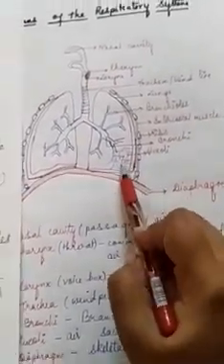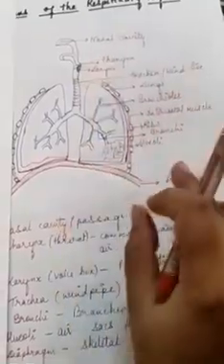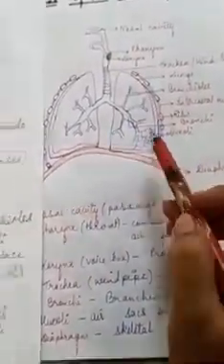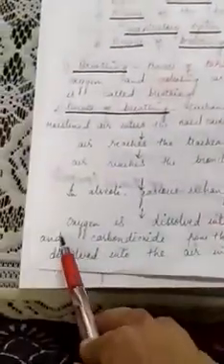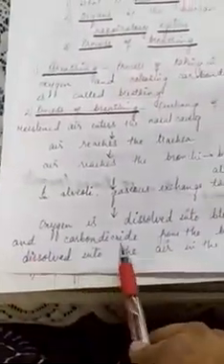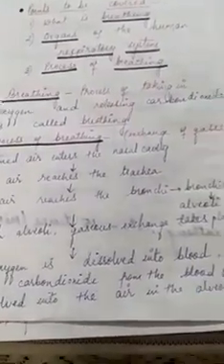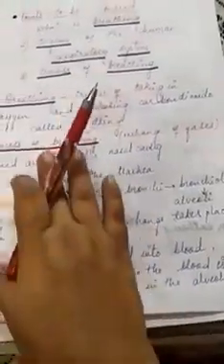These are the sites where the exchange of gases takes place. Okay, now see, in alveoli the gaseous exchange takes place where oxygen is dissolved into the blood and carbon dioxide from the blood is dissolved into the air in the alveoli.